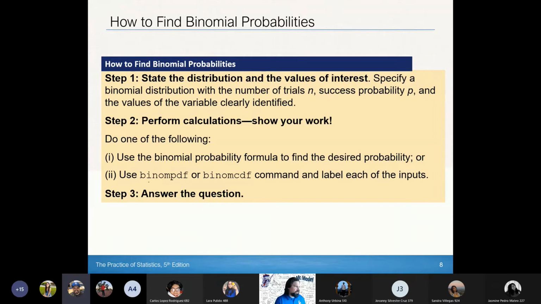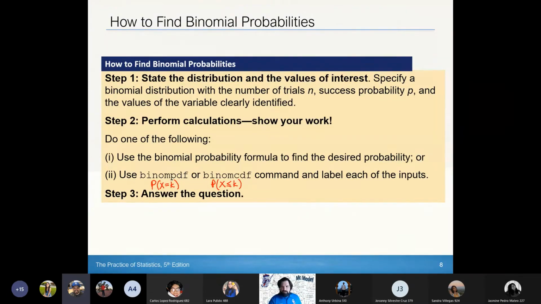This one, binom PDF, finds the probability of x equaling k. Binom CDF is the probability for x being less than or equal to k. So it depends on the context which one you would use.